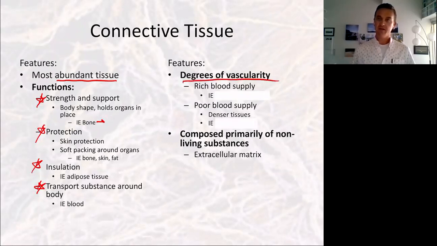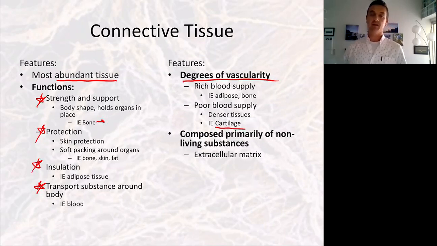The features of connective tissue are different than epithelial tissue in that they have degrees of vascularity. Some have a super rich blood supply, some don't have any blood supply at all. Very rich blood supply would obviously be the blood itself, but outside of that, adipose tissue, fat, is very vascularized, and bone is also extremely vascularized. Poor blood supply would be our denser tissues like our cartilage. Cartilage has a very low blood supply, and in some areas, no blood supply.